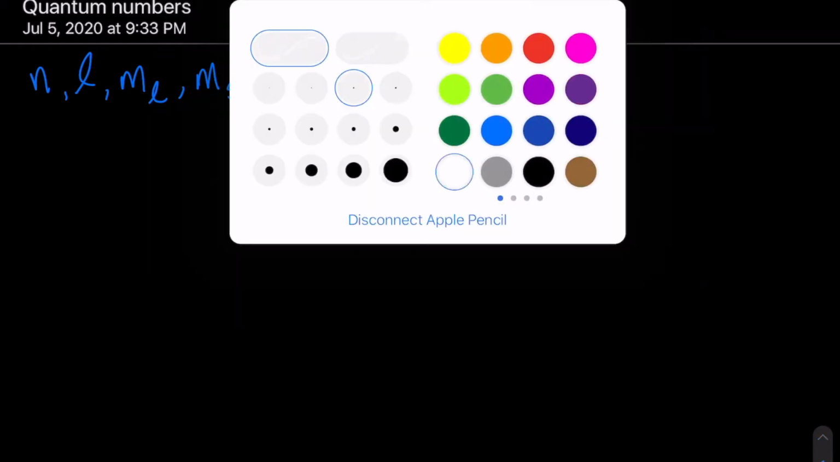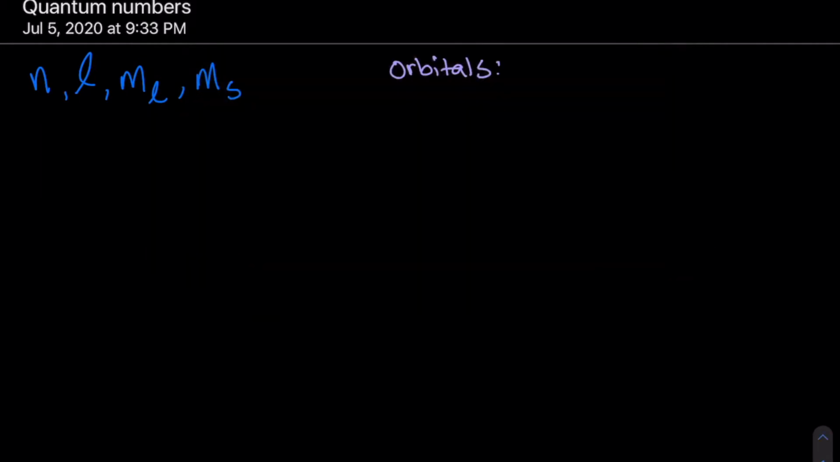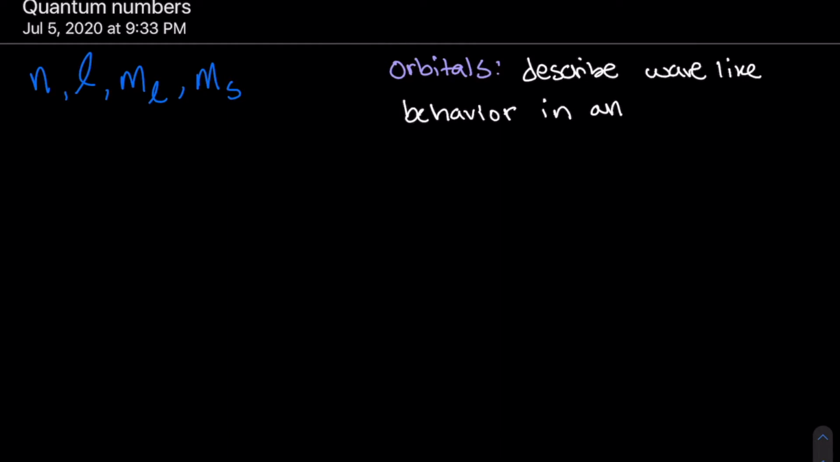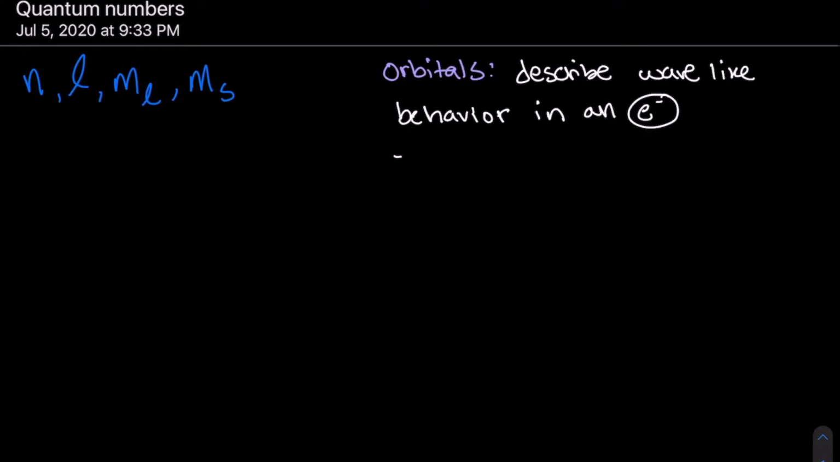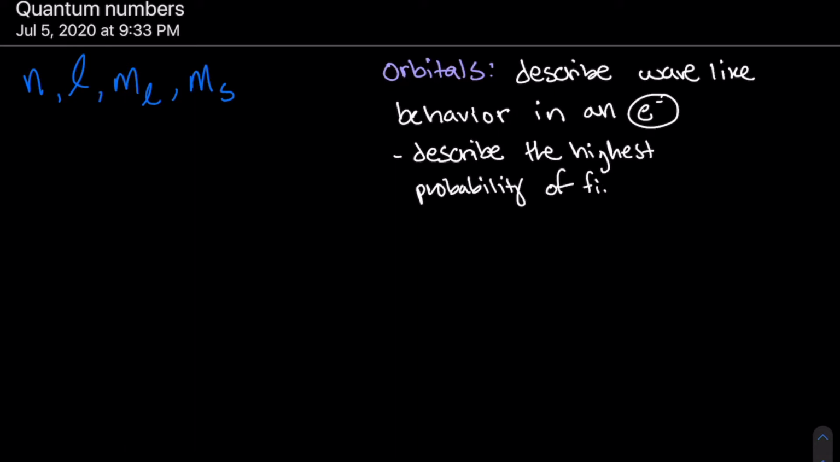So what are orbitals? Orbitals are basically a way to describe the wave-like behavior of an electron. And when I say wave, I'm not talking about ocean waves, I'm talking about sine and cosine. Additionally, they describe the highest probability of finding an electron.